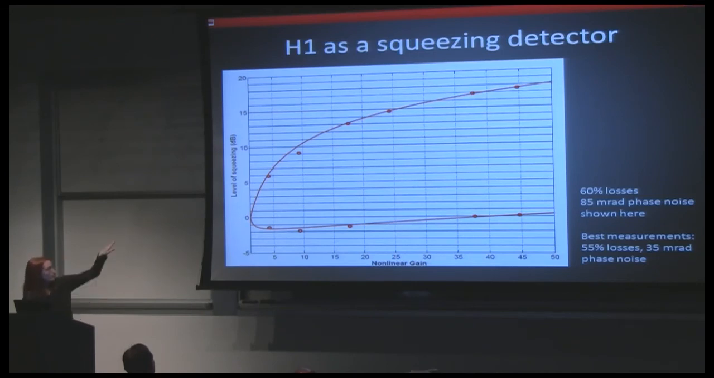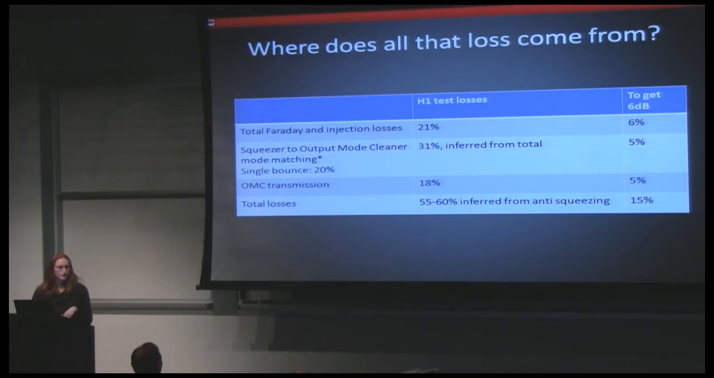So we make a fit to those points. At each point we measured the minimum noise and the maximum noise that we can make, so we get a fit for the anti-squeezing. And this plot has about 60% losses in the detection path, but the losses depended on interferometer alignment. Some days we saw about 55% losses. It was usually between 60 and 55% losses if things were well aligned. So that's kind of a lot of losses.